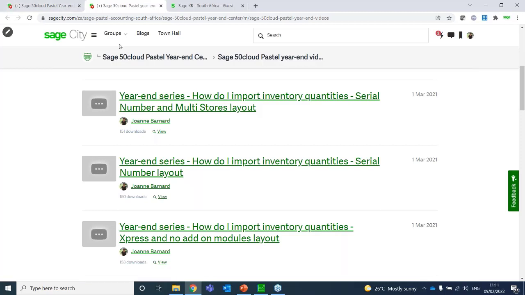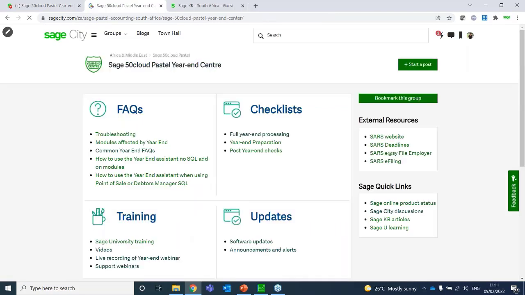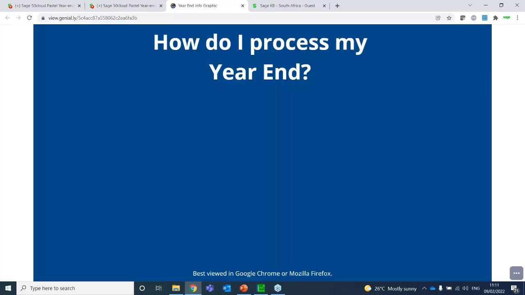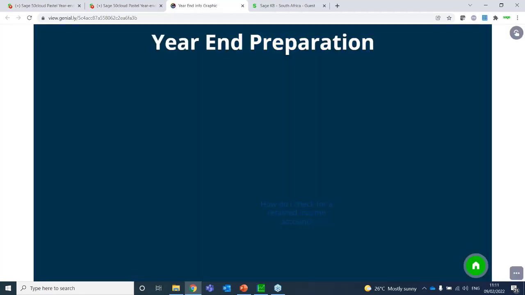And then guys, you've also got the infographic. Now, the infographic, which is full year-end processing, is, in my opinion, fairly informative. Because guys, what we've done is we've tried to put this in a way that will bring structure to your year end. So we've tried to put it in little bite sizes. We're like, okay, here's year end preparation, and then what do I need to do for year end preparation?